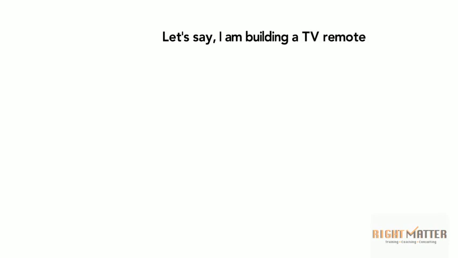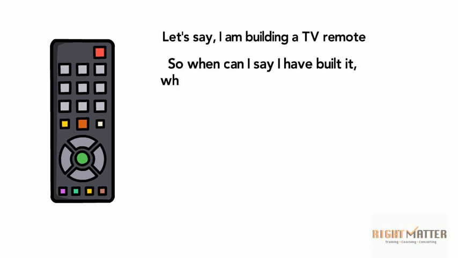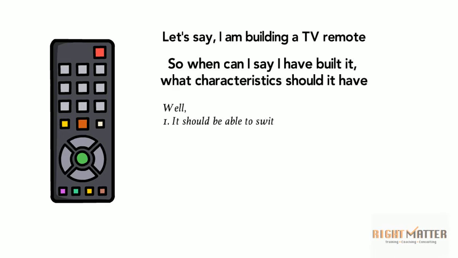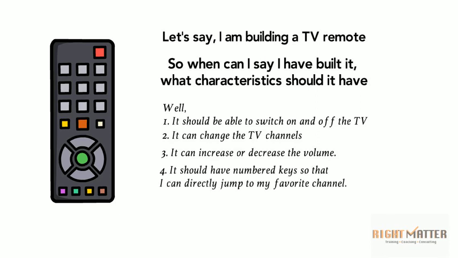Let's say I am building a TV remote. When can I say I have built it? What characteristics should it have? Well, it should be able to switch on and off the TV. It can change the TV channels. It can increase or decrease the volume. It should have a numbered keypad so that I can jump to my favorite channel.